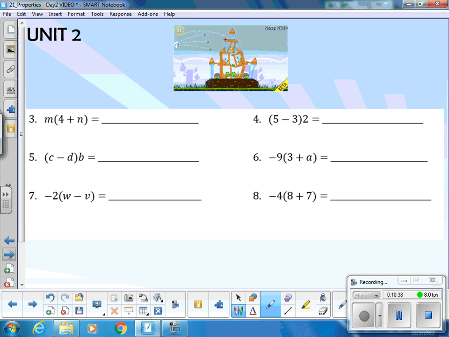Let's look at some more examples. Remember our Angry Birds. Now we've got M, whether it's kissing at a party or Angry Birds, the M is going to attack the 4. Oops, that should be an M, not a 4.